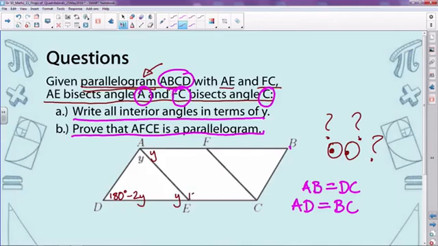Now over here were supplementary adjacent angles, or angles on a straight line, and angle C was equal to angle A because they're a parallelogram, but FC also bisected C, so that meant it was y and y. And angle B had the same value as angle D because they are opposite angles of a parallelogram, which meant using interior angles of a triangle, that was y, and then supplementary adjacent angles would make this side 180 degrees minus y.